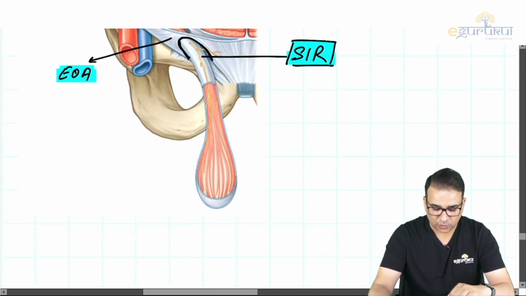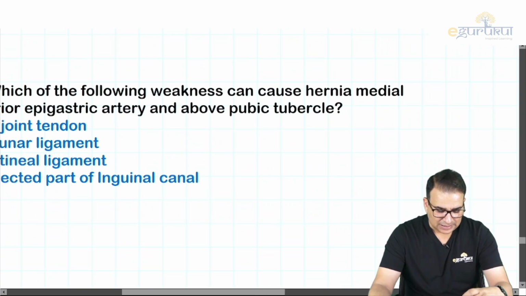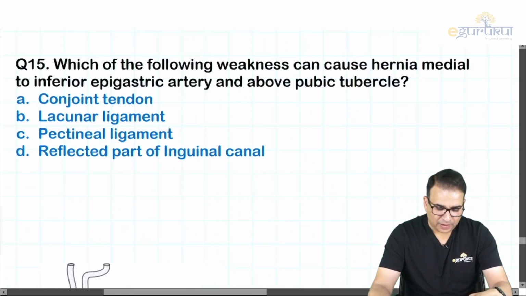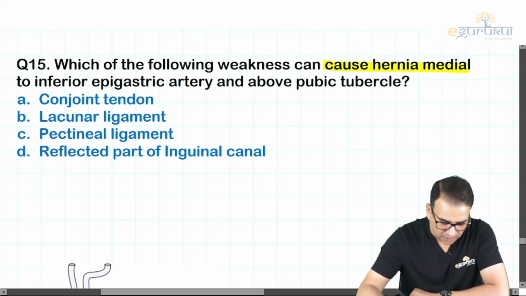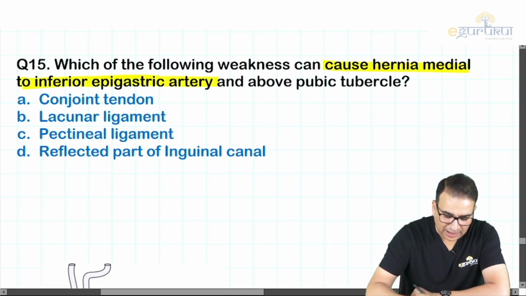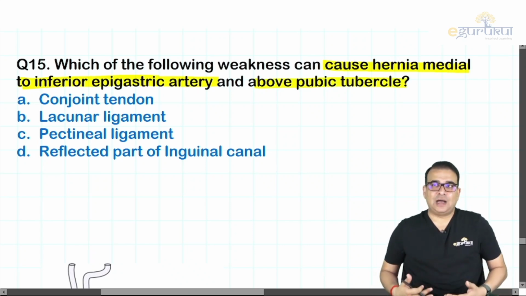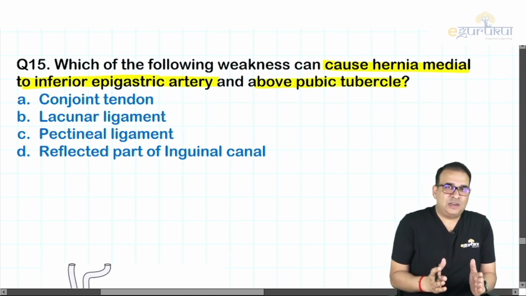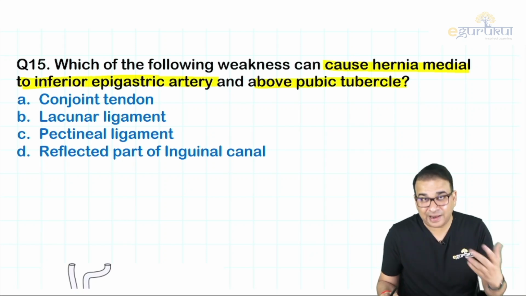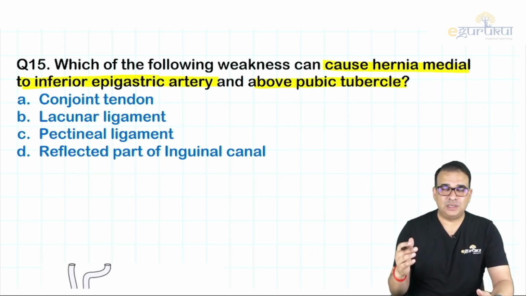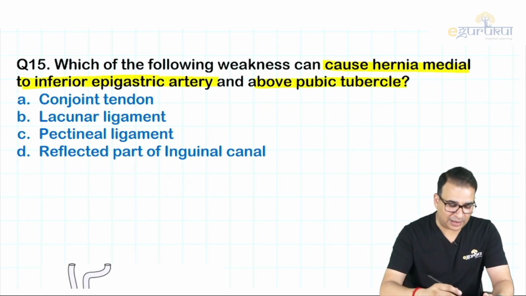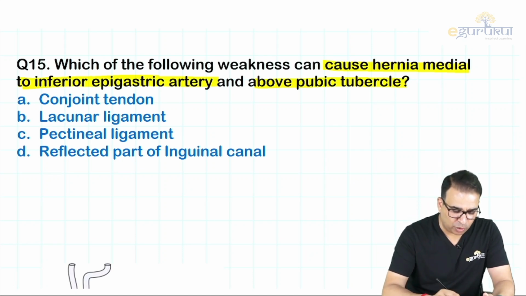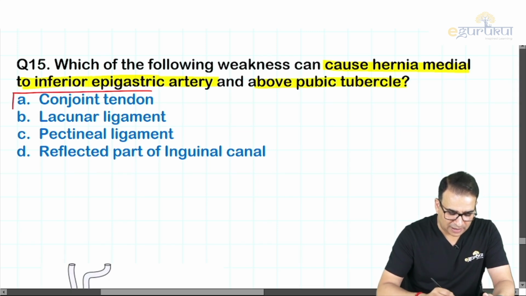Now that's exactly what was the question asked as per the feedback here. It says, which of the following weakness can cause hernia medial to inferior epigastric artery and above the pubic tubercle, guys? If it is above the pubic tubercle and medial to the inferior epigastric artery, obviously we're talking about the direct hernia. And for the direct hernia, we need to see that the intestinal content are basically pushing the posterior wall of the inguinal canal, and the posterior wall of the inguinal canal is formed by the conjoint tendon. That is by the conjoint tendon.